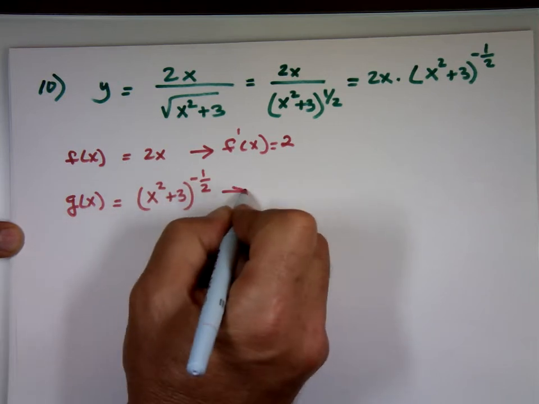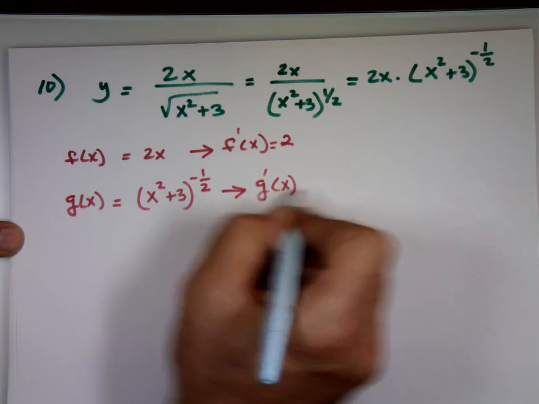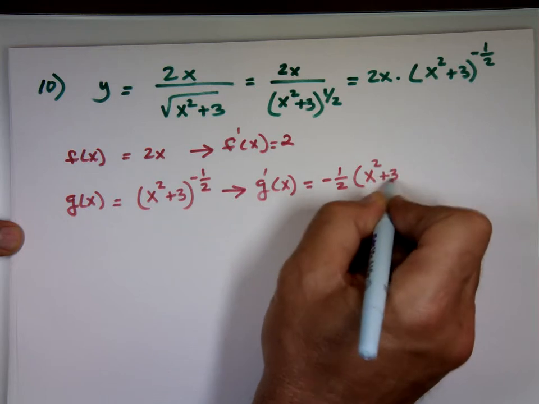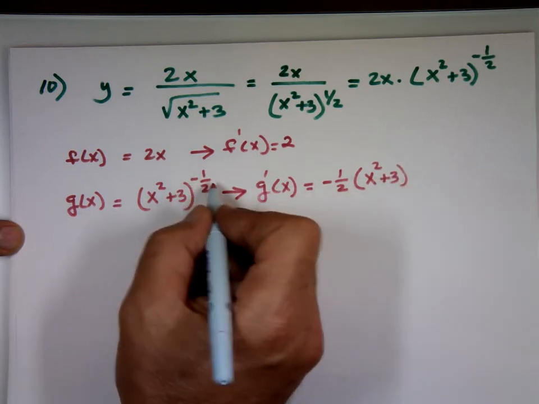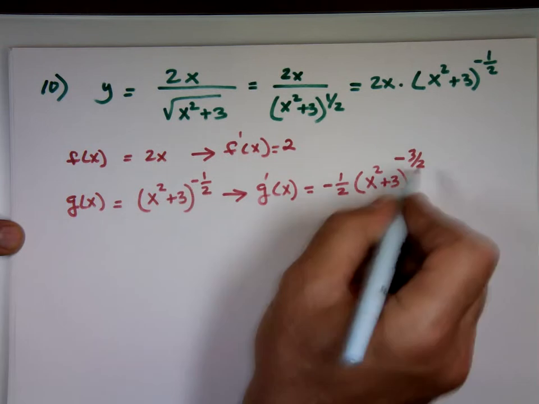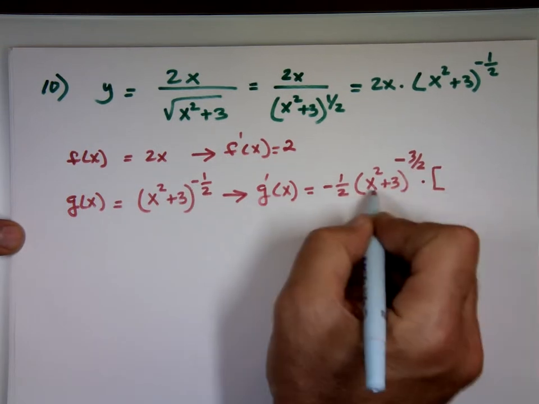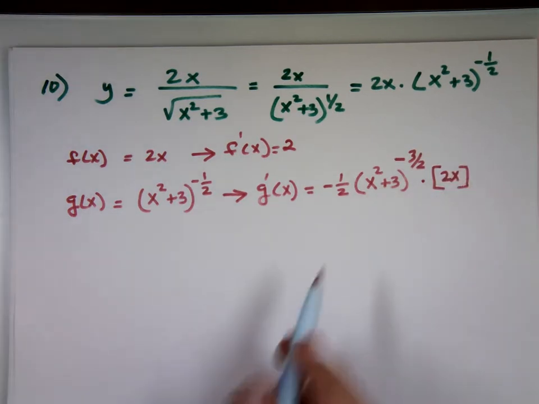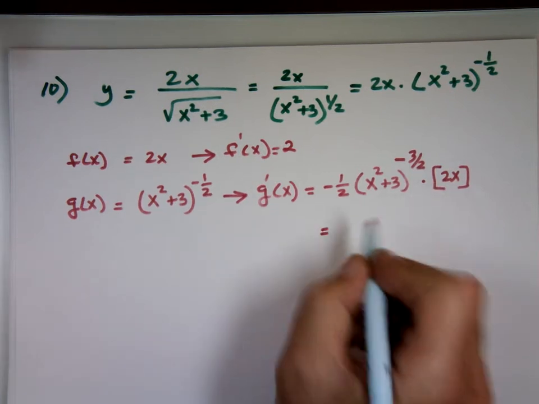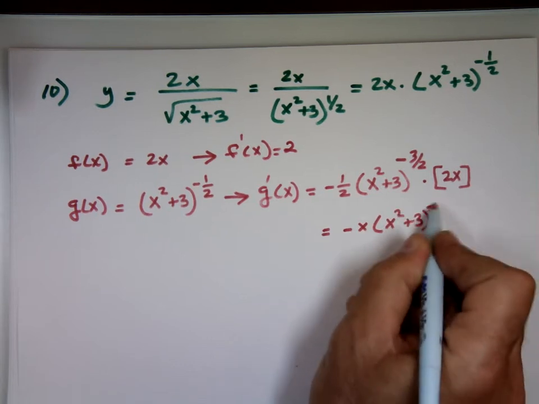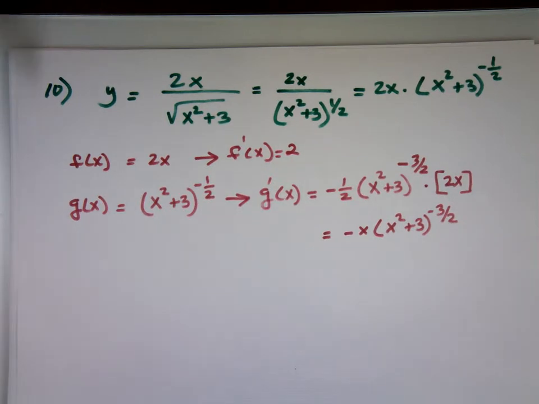What's the derivative of that? Negative 1 half. Yep. Subtract 1 from the negative 1 half. What's minus 1 half minus 1? Negative 3 halves. We always subtract 1 from that power. That's why it's negative 3 halves. Times the derivative of what's inside the parentheses, which is what? 2x. And if you clean that, the 2 and the 2 will cancel each other out. That's negative x times (x squared plus 3) to the power of negative 3 halves. That's g prime.